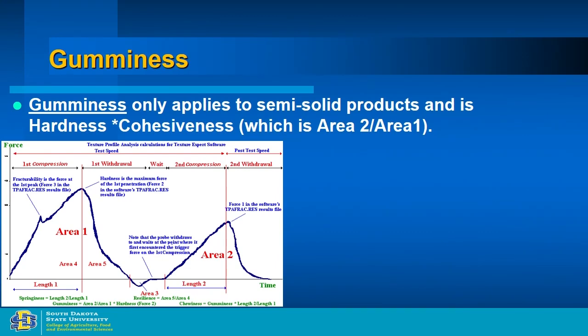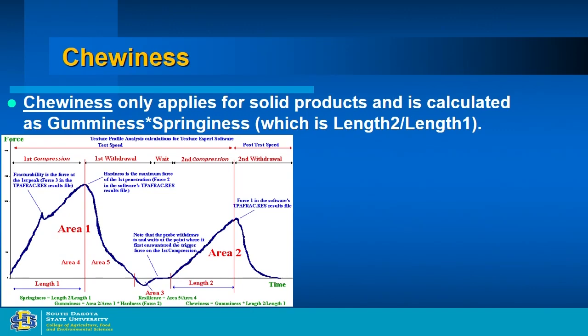Another property is gumminess. Primarily this type of measurement is only good for semi-solid products. Cheese, what else can we think of as semi-solid food? Gels, yep, gels. So you can measure the gumminess for these products, which is nothing but area 2 over area 1. The chewiness is basically gumminess times springiness. Springiness is again length 2 over length 1. So chewiness is the gumminess times springiness.